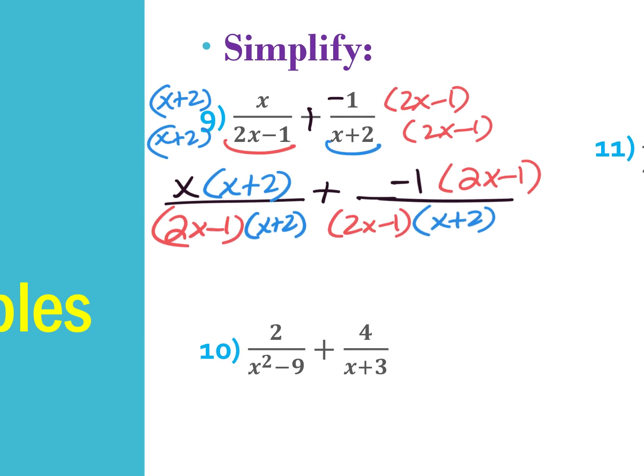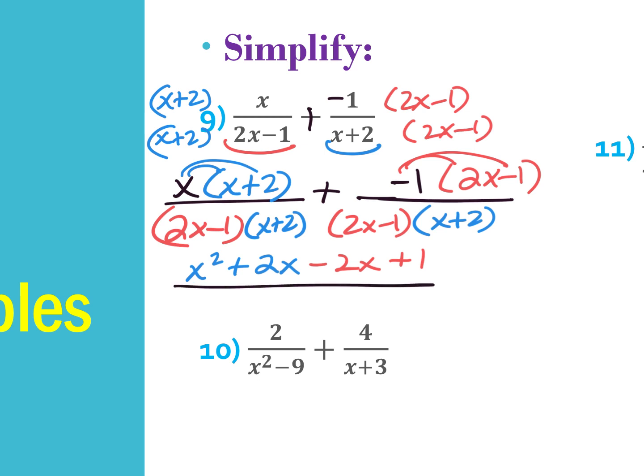So over here, I'm going to distribute the x to the x and the x to the 2. I end up with x squared plus 2x. Over here, I need to distribute the -1. So I get -2x. -1 times -1 is +1. I still have that LCD, the 2x minus 1, and the x plus 2.